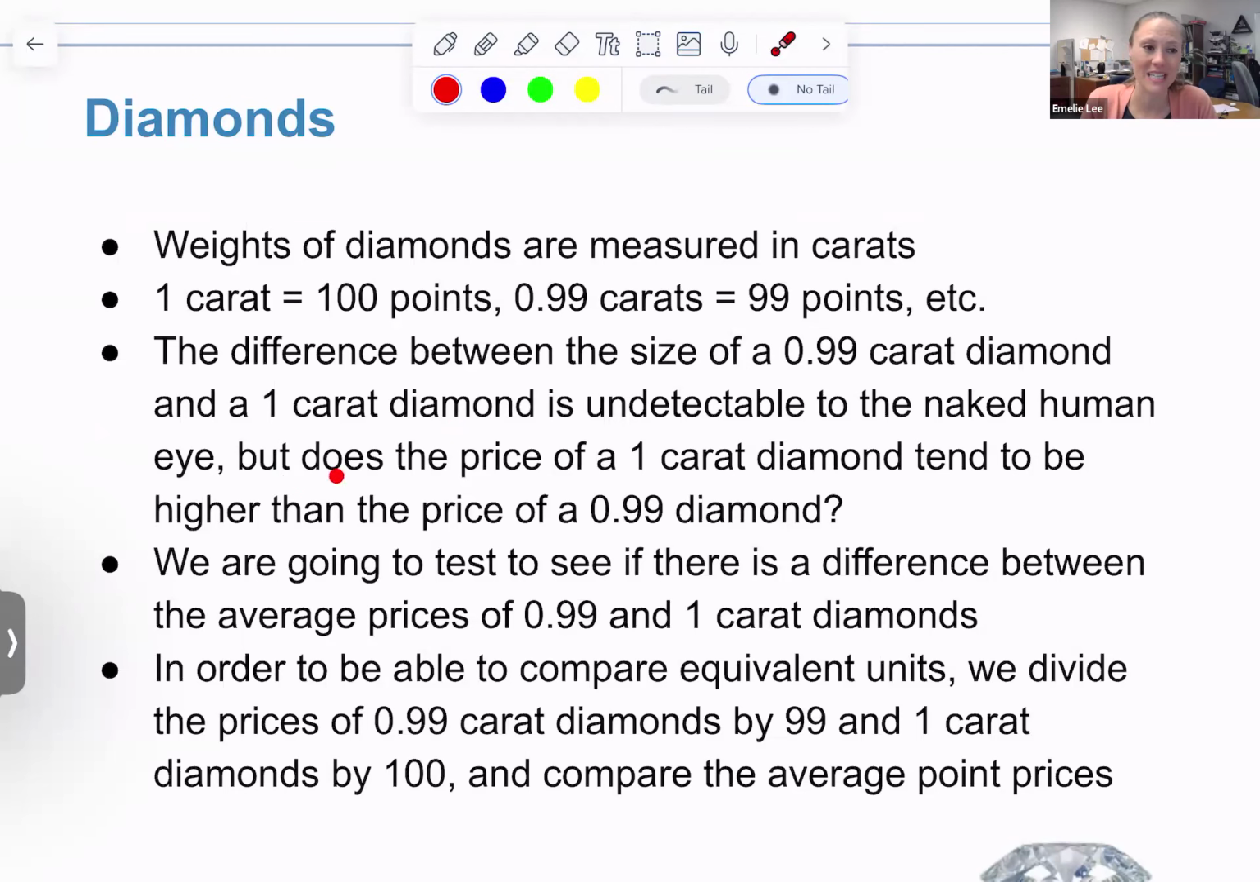What we're interested in is, does the price of a 1 carat diamond tend to be higher than the price of a 0.99 carat diamond? If it is, then I would say, why don't you just go for a 0.99 carat diamond if the price is significantly less?